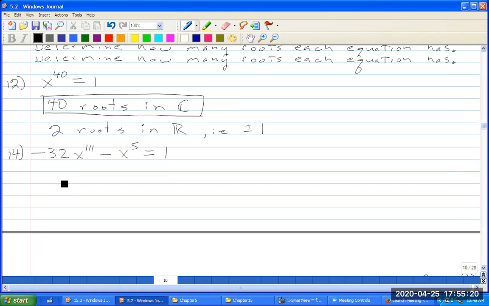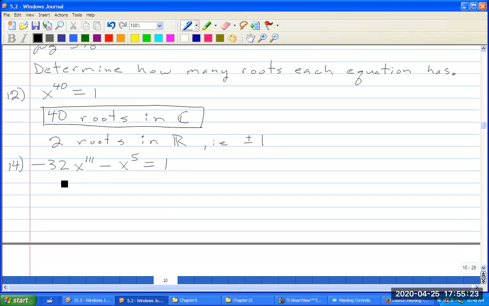Let me do problem number 14. Negative 32 x to the 111 minus x to the 5 equaling 1. So in this case, there'll be 111 roots in the complex field. There'll be less roots if I look at some other field.